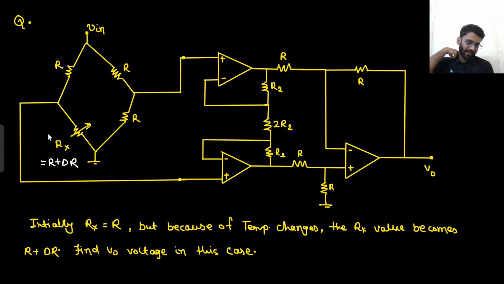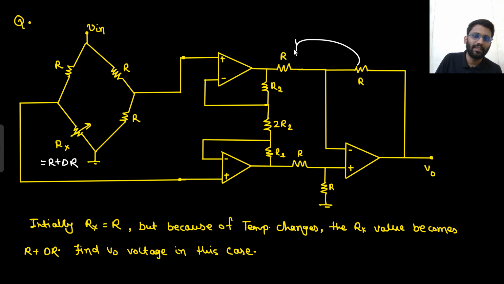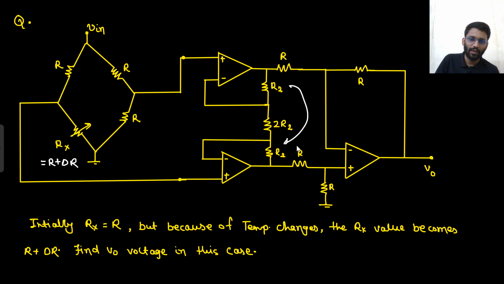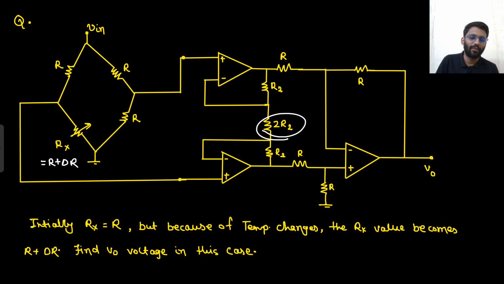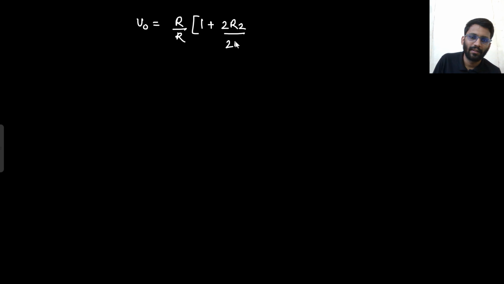So when Rx value was R, what will be the output voltage? Can you first write down the expression of output voltage? What is the expression of output voltage? This ratio by this ratio, Rf by R. So R by R into 1 plus 2 times this R2, R2 coming 2 times. So 1 plus 2R2 divided by this resistance that is coming only one time. That is 2R2 only.